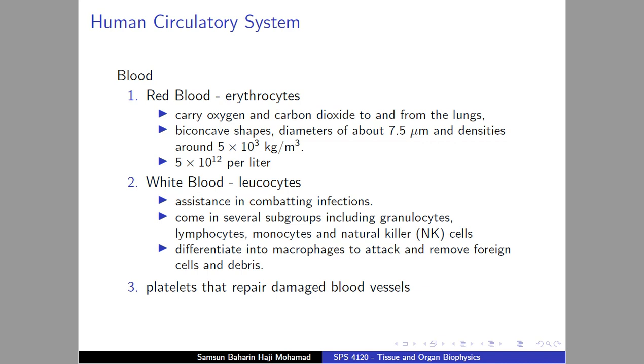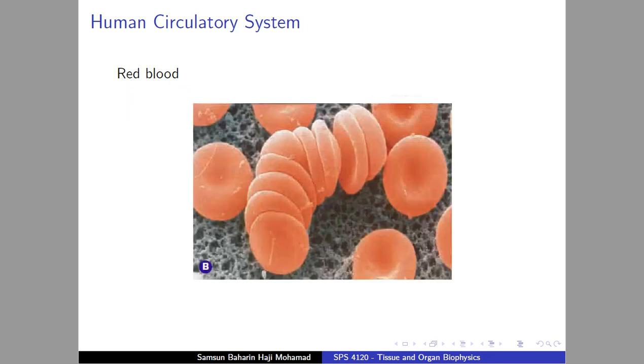The white blood cell, leukocyte, assists in combating infection. It produces a lot of white blood cells if we are sick. It comes in several subgroups including lymphocyte, monocyte, and natural killer cell, which differentiate into macrophage to attack and remove foreign cells. The rest is the platelet that repairs damaged blood vessel. So damaged blood vessel we can save with this platelet. So these are the red blood, and you can see that these are concave.